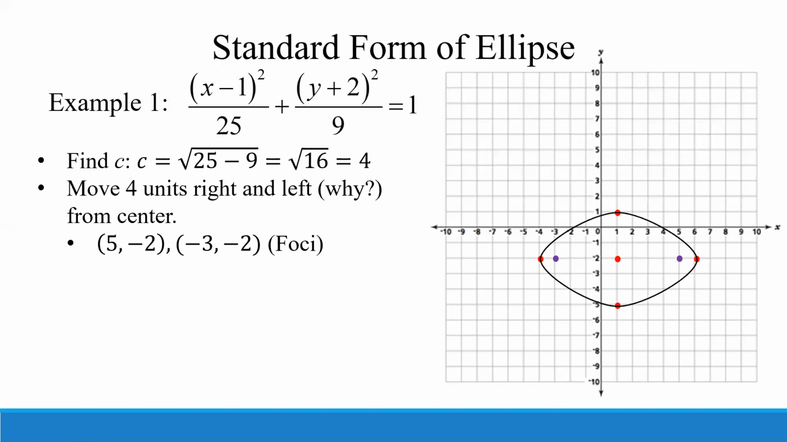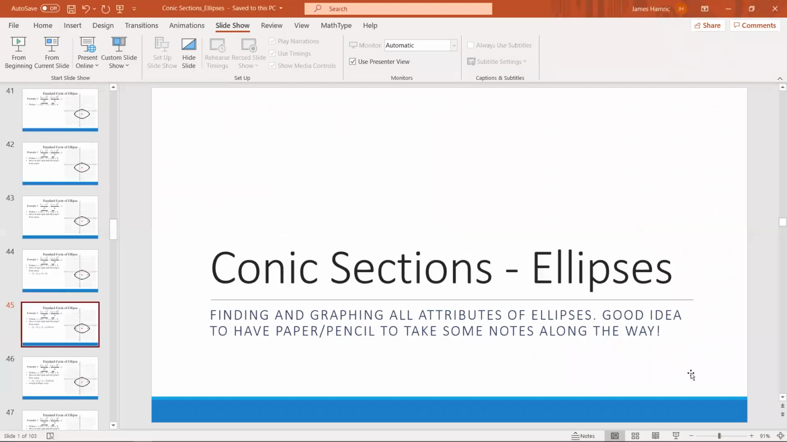Okay? So once you have the center, we're going to go left and right whatever value is underneath the X value, up and down whatever value is underneath the Y value, and then find your C to move out for your focus points. Okay? Now, I do have a Desmos demonstration also that I'm going to show you.